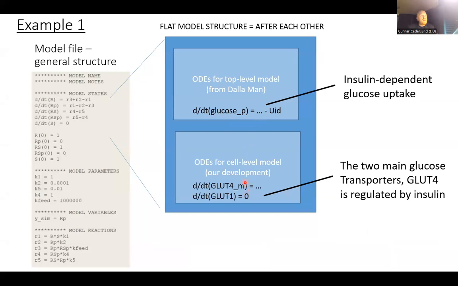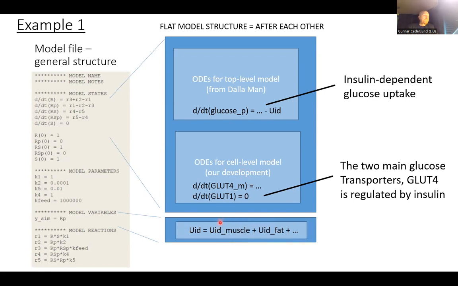And then let's see how we combine these two things, these two levels. This is what describes inside the cell. This is typically trained on data where you're taking out the cells from the body. And the first thing is that you divide this UID term here, the insulin-dependent glucose uptake, into its different organ contributions. So we have one contribution from the muscle and one from the fat and so on. And then for the one that comes from the fat, which is the one that we have here, we need to make use of these things that we have here, the two transporters of glucose.